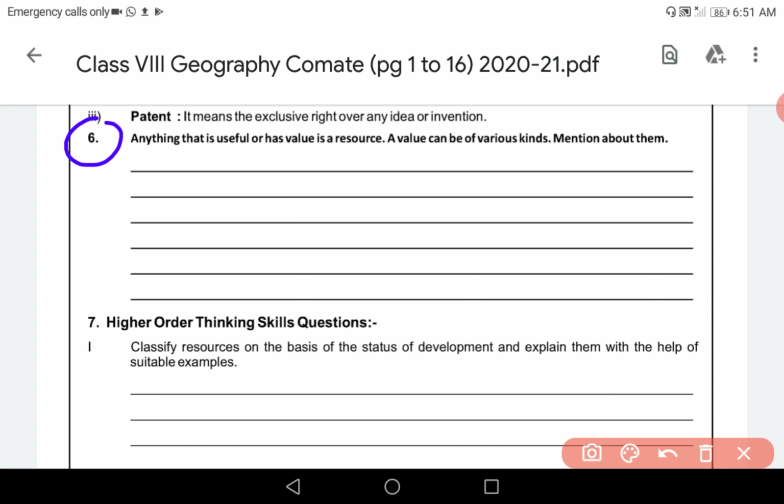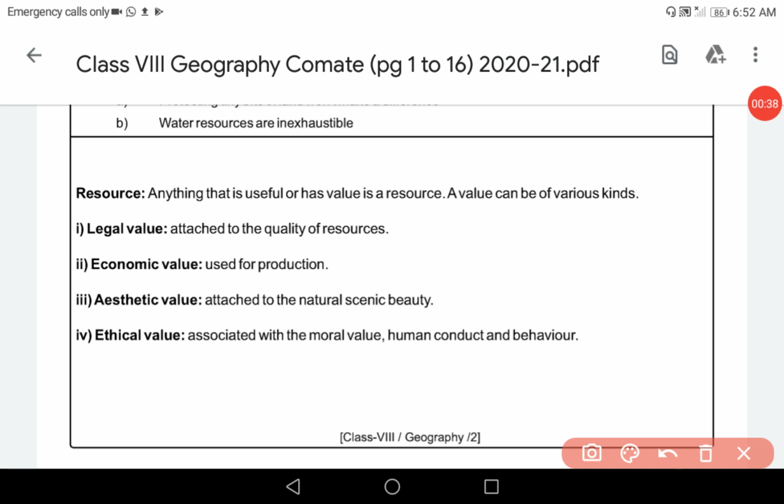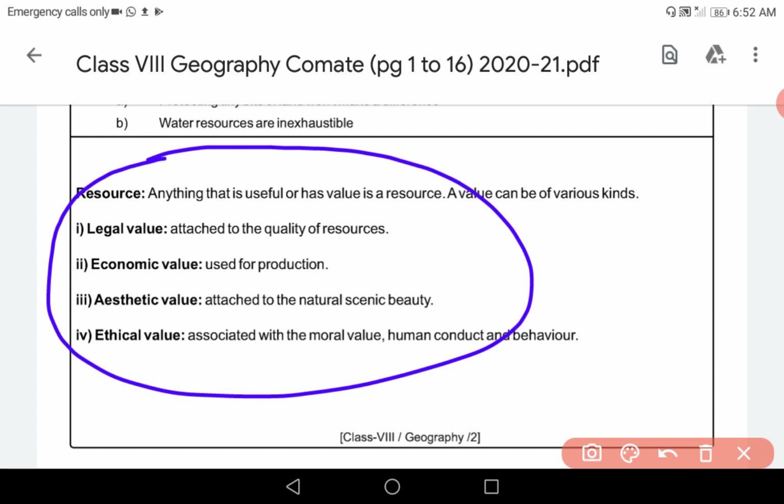So let's start. Anything that is useful or has a value is a resource. A value can be of various kinds. Mention about that. So you have to mention the various types of values. The various types of values are legal value, economic value, aesthetic value, and ethical value. So you have to mention all these values: legal value, economic value, aesthetic value, and ethical value.